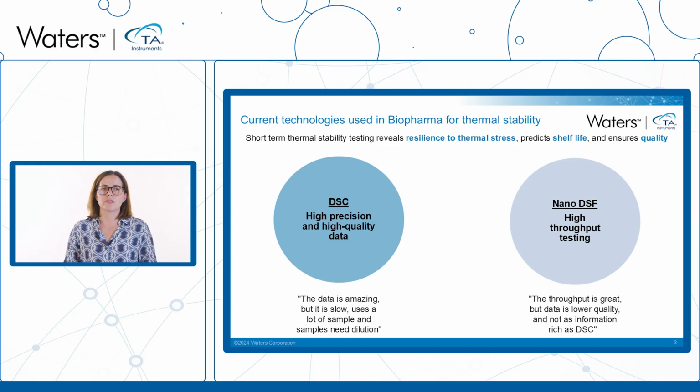One of the main characterization tests that is used in the biopharma is thermal stability testing. This is an important test because it allows us to predict a lot of factors like shelf life, the efficiency of a drug product, and also ultimately the quality of the drug. So how do biopharmaceutical scientists currently test for thermal stability? For this type of testing, there's really two techniques that are used: differential scanning calorimetry, or DSC, and nano-differential scanning fluorimetry, or DSF. And these are often used hand in hand.